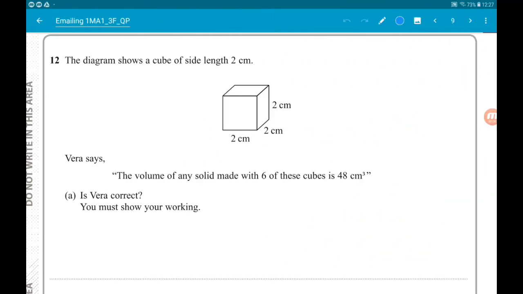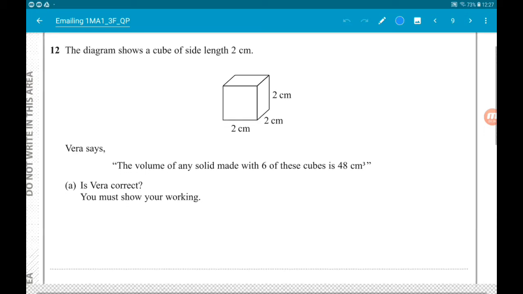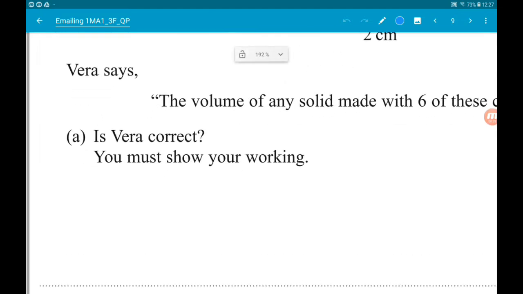Okay, number 12. The diagram shows a cube of side length 2 centimeters. Vera says the volume of any solid made with 6 of these cubes is 48 centimeters cubed. Part A: is Vera correct? You must show your working. Okay, so the volume of a cube is the length times the width times the height. So the volume of the cube is 2 centimeters times 2 centimeters times 2 centimeters.